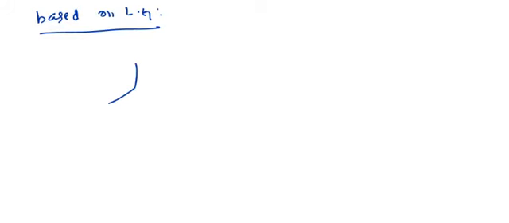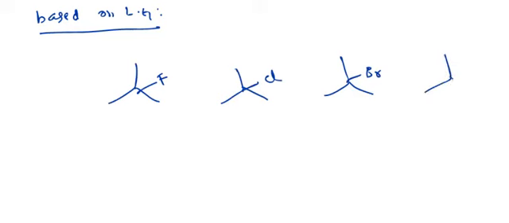Next, based on the leaving group: fluorine, bromine, and iodine. Where will the rate be more? Iodine, because iodine is a better leaving group than the remaining ones.